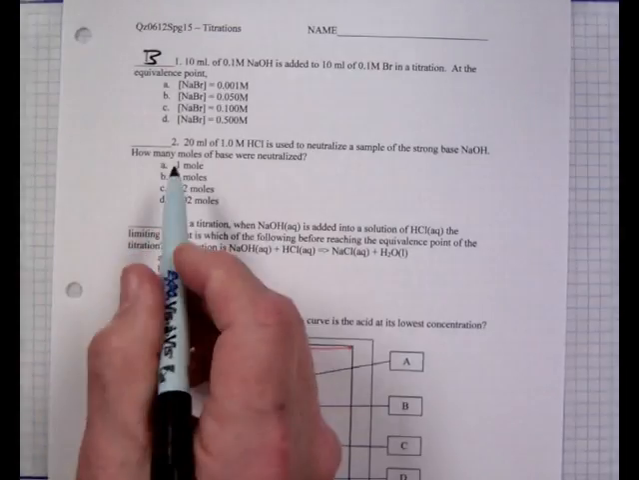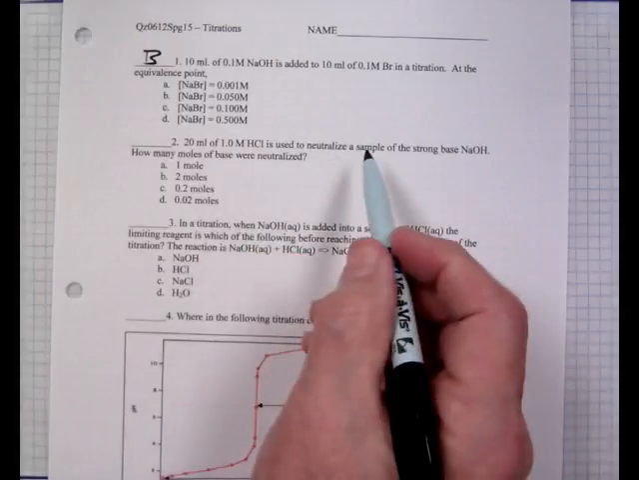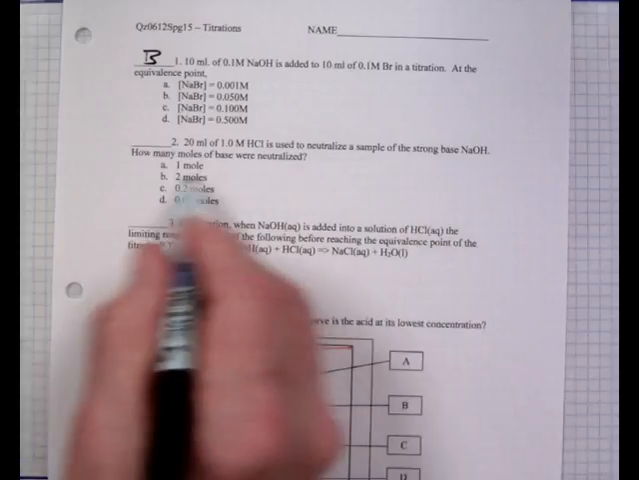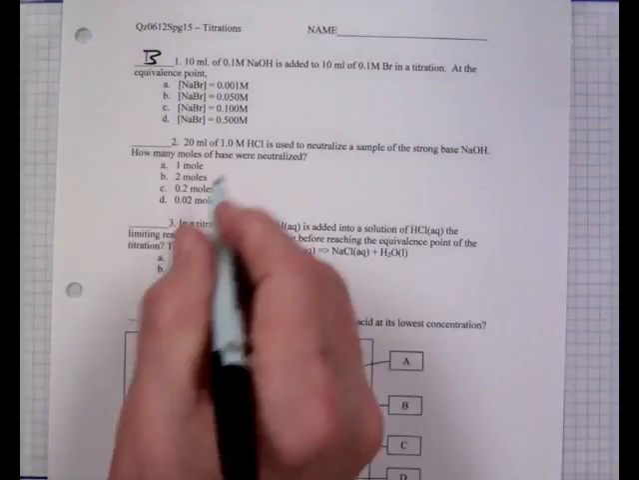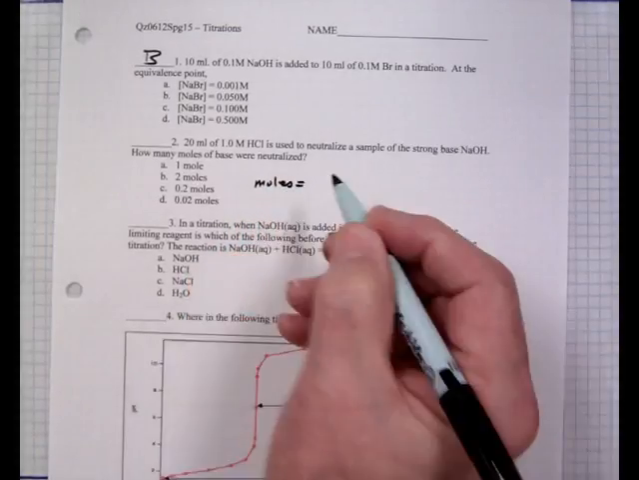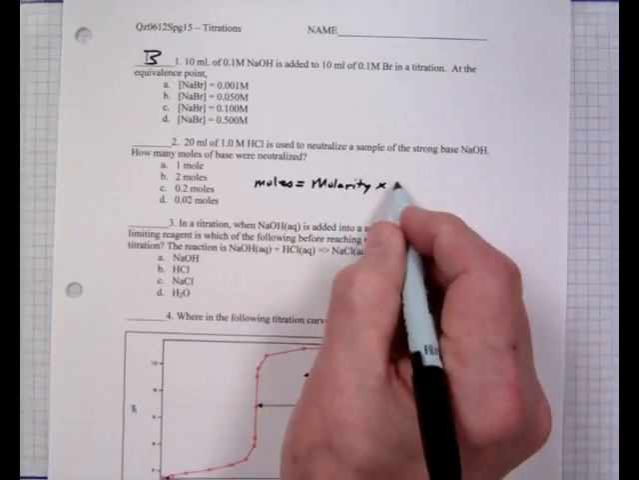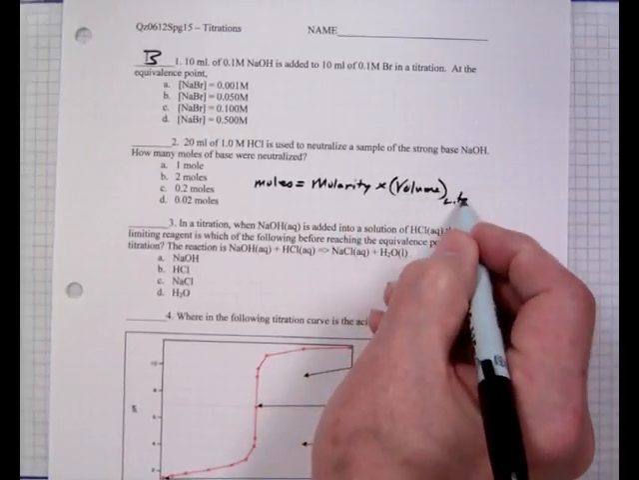Okay. Now the second one says 20 milliliters of 1 molar HCl is used to neutralize a sample of strong base, say sodium hydroxide. How many moles of base were used? Well, this is an emphasis on how do you convert solution data to moles. And in this context right here, moles is equal to molarity times volume expressed in liters.